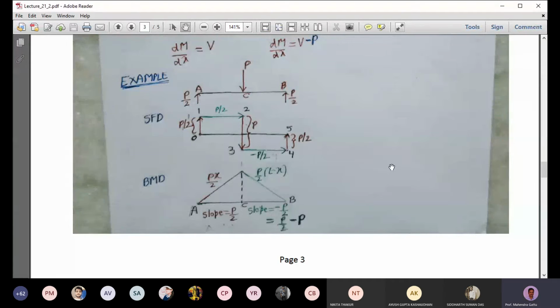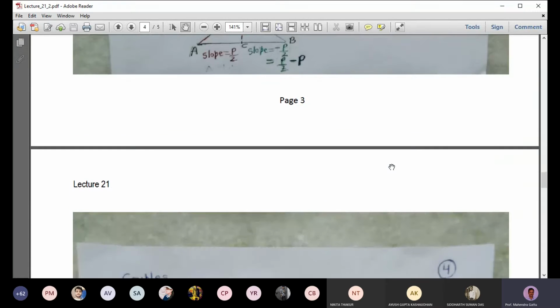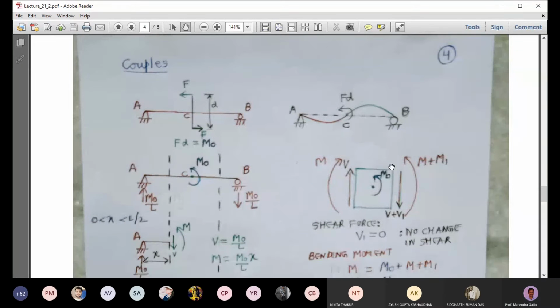So we have discussed the distributed load and the concentrated load. For these two cases, we found the relationship for the change in the bending moment and the change in the shear force. So now we look at the couple. So we have here a simply supported beam.